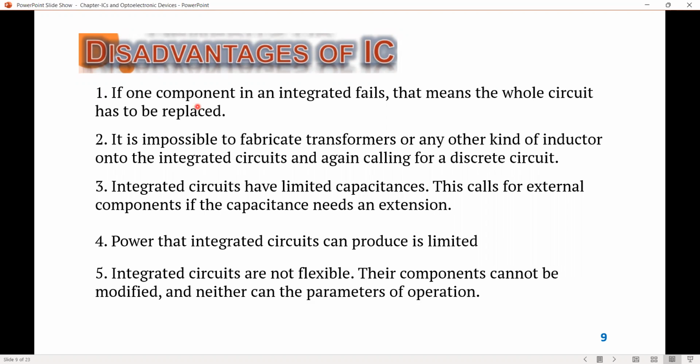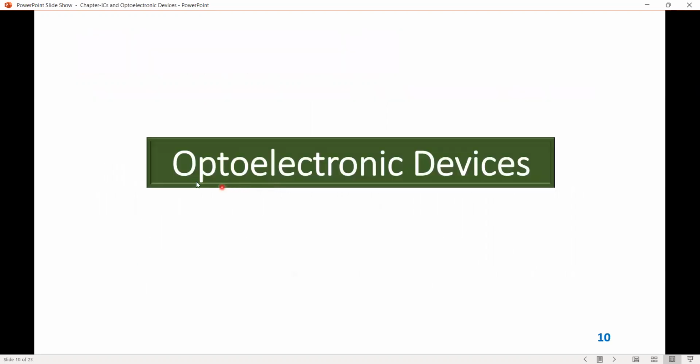So once it is designed in the factory, during the manufacturing, whatever components, we cannot change it, we cannot modify it. So it is not flexible. Next thing comes here. So this is about the ICs, guys, IC technology.